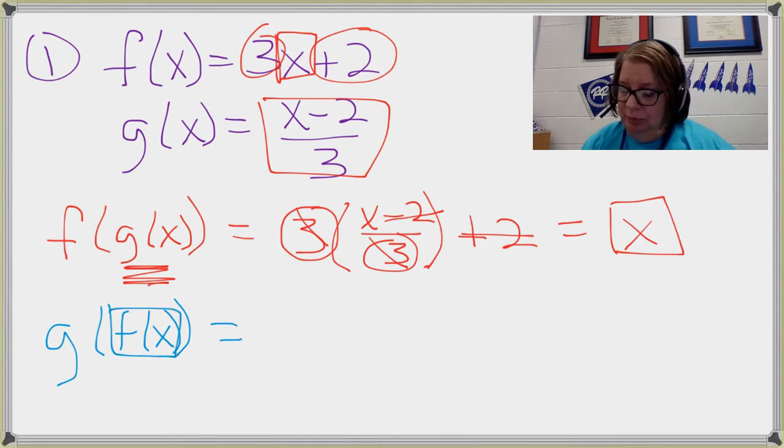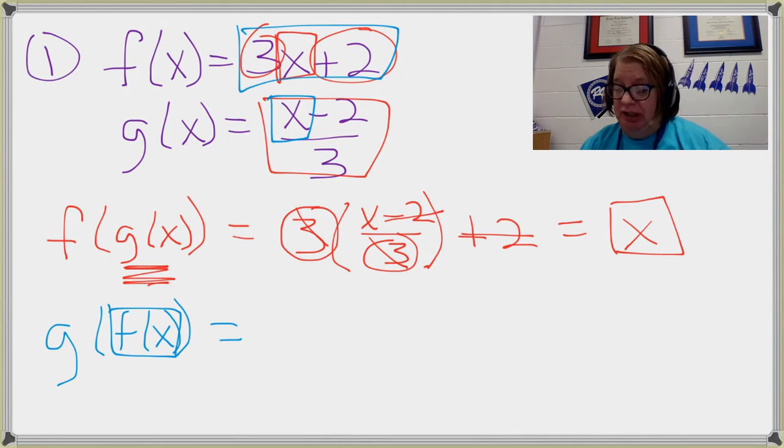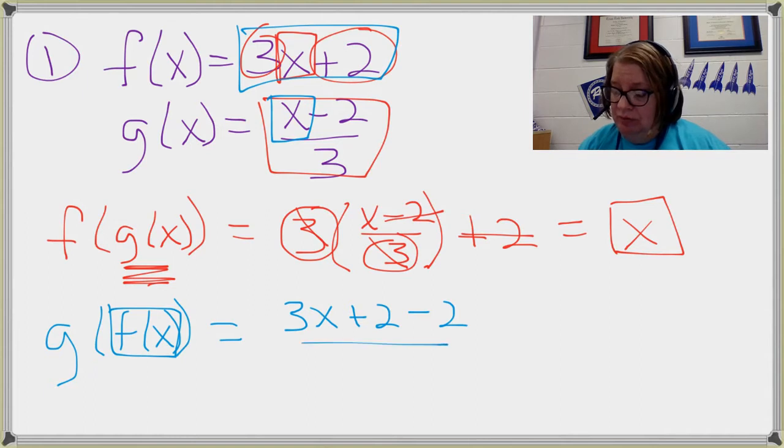Look first at what's in the parentheses. f of x is 3x plus 2. We're going to use that to replace the x in function g. So I have (3x plus 2 minus 2) divided by 3. Now, where can we combine and simplify?